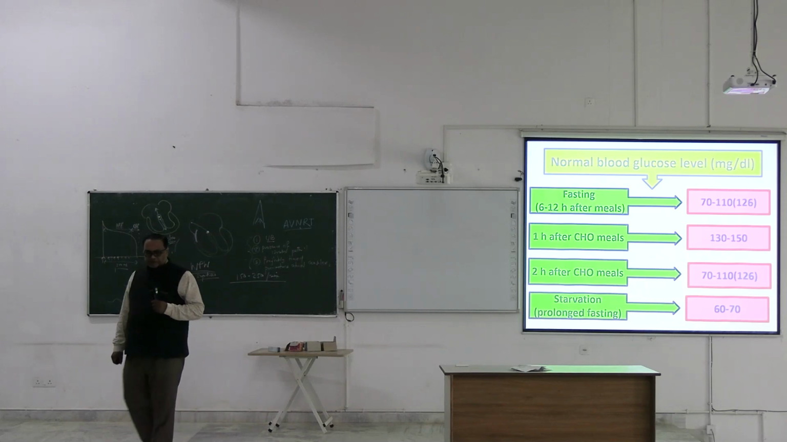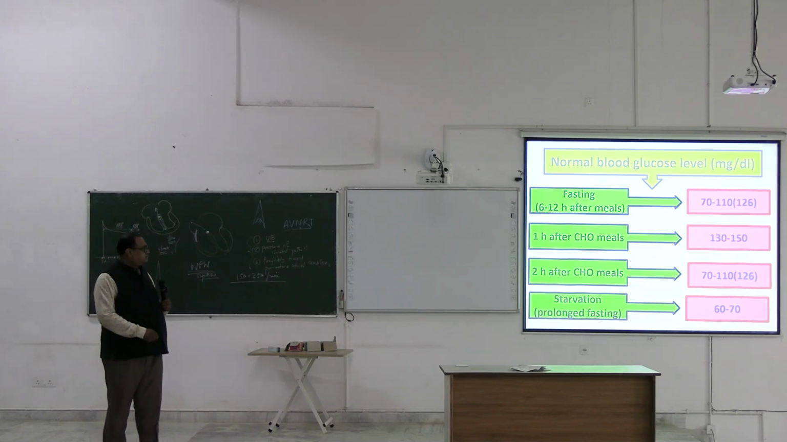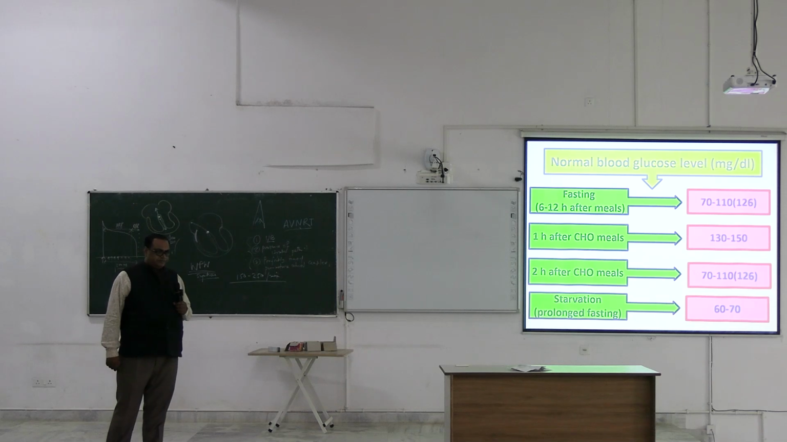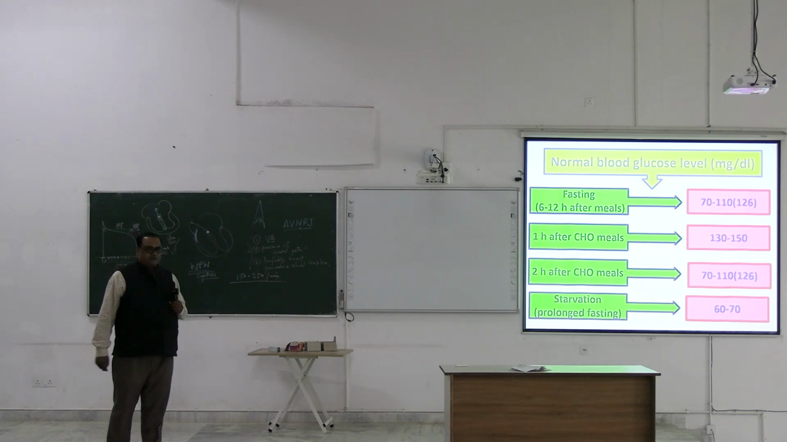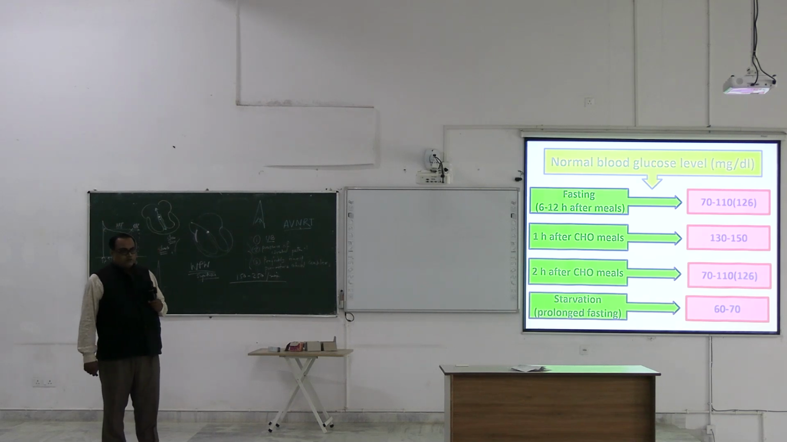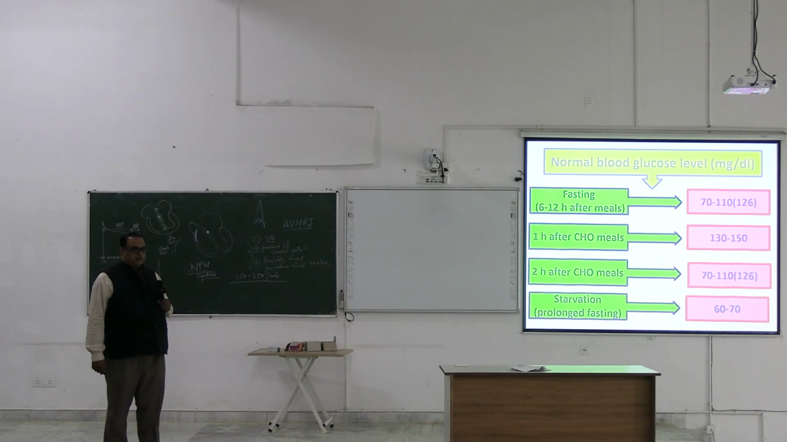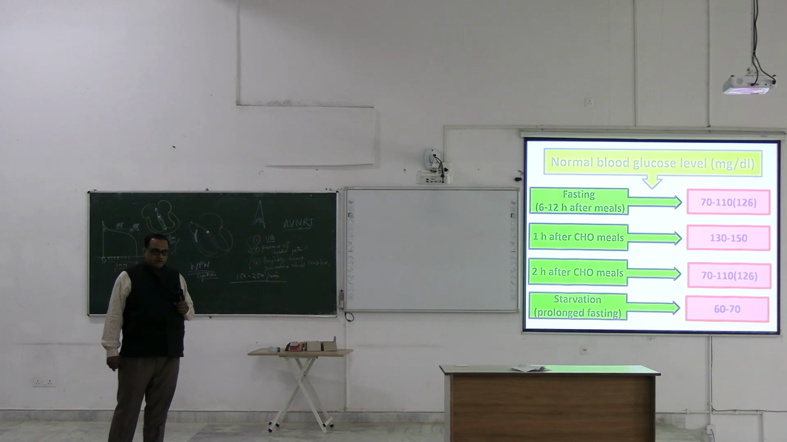First, fasting. What is the level given here? 70 to 110, correct? Milligram per deciliter or milligram per cent. And within bracket, it is 126. Now, when it is to be called diabetes, when not to be called diabetes, when it is to be called hyperglycemia, hypoglycemia, all these things are decided by ADA, American Diabetes Association. Okay, it is American Diabetes Association, not Diabetic Association.